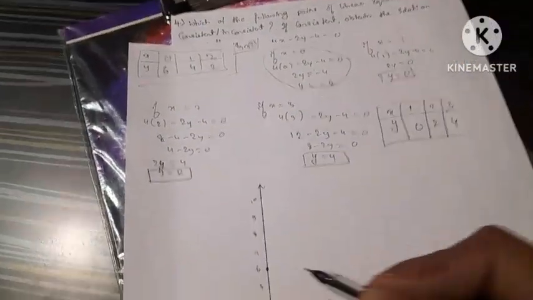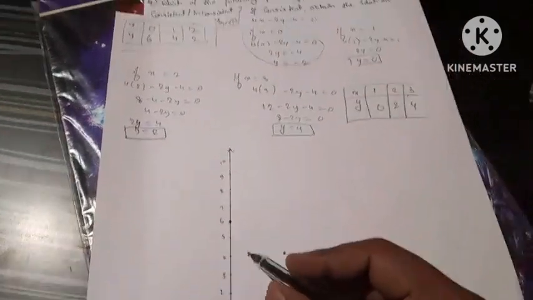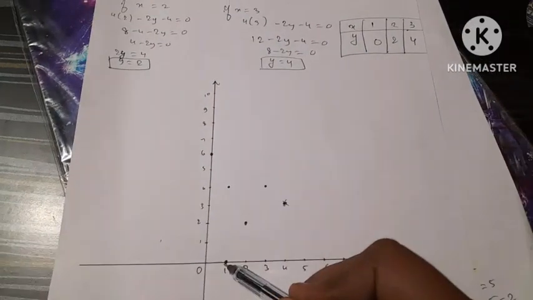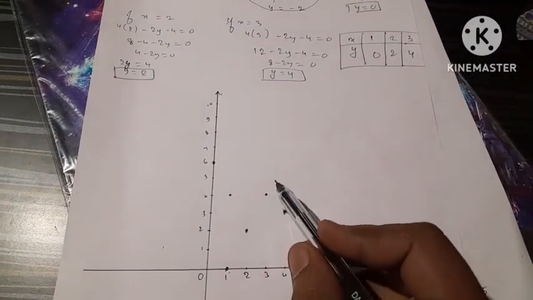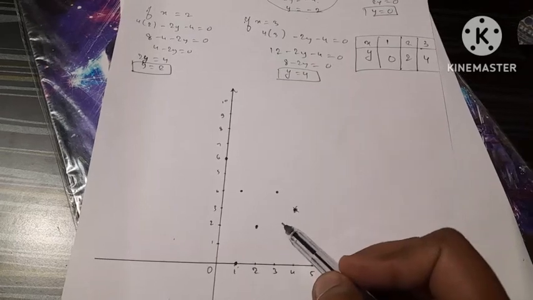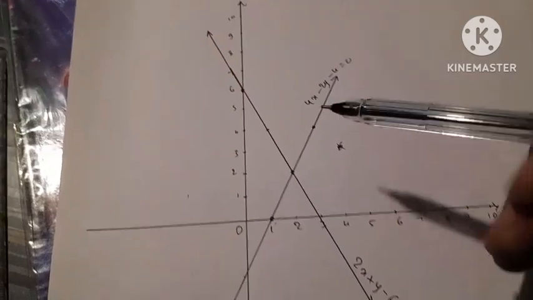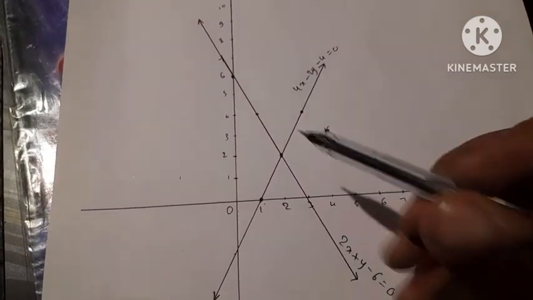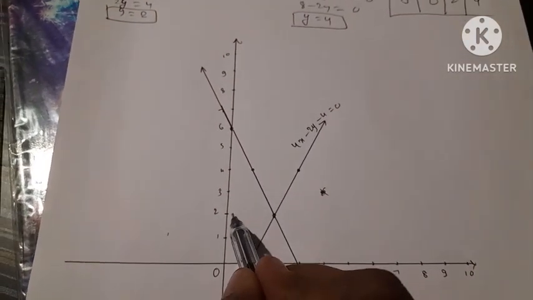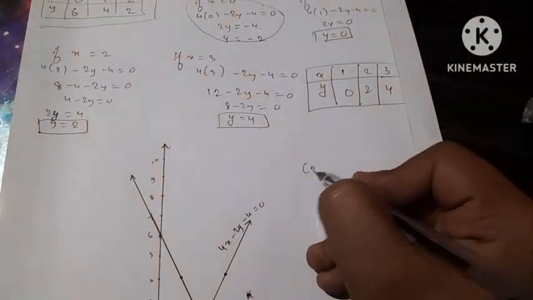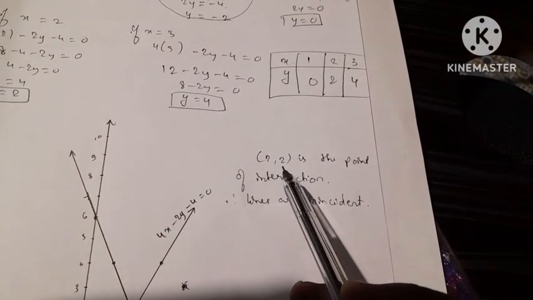When we plot this for equation 1, we get 0, 6 which will be here, and 1, 4 which will be here, and 2, 2 will be here. And for this, 1, 0 will be here, 2, 2 will be here, and 3, 4 will be here. This was a mistake, so don't consider this. When we join the lines, this is equation 2 and this is equation 1. We get an intersection over here. If we take a straight line from both the axes, we get the coordinates as 2, 2. We get the intersection at point 2, 2.